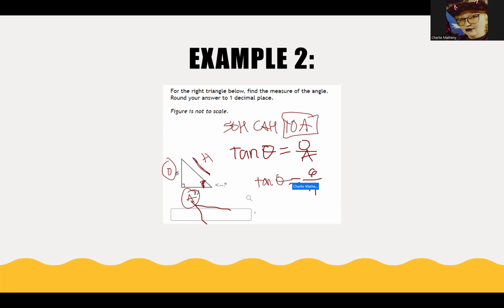Now you don't have that angle. So you know that you're going to have to take the tangent to the -1. So the tangent to the -1 of 6 over 11, and make sure again that your calculator's in degrees, you do not want it in radians, is going to be tangent to the -1 of 6 divided by 11 in degrees is 28.6 degrees. So there you have it.